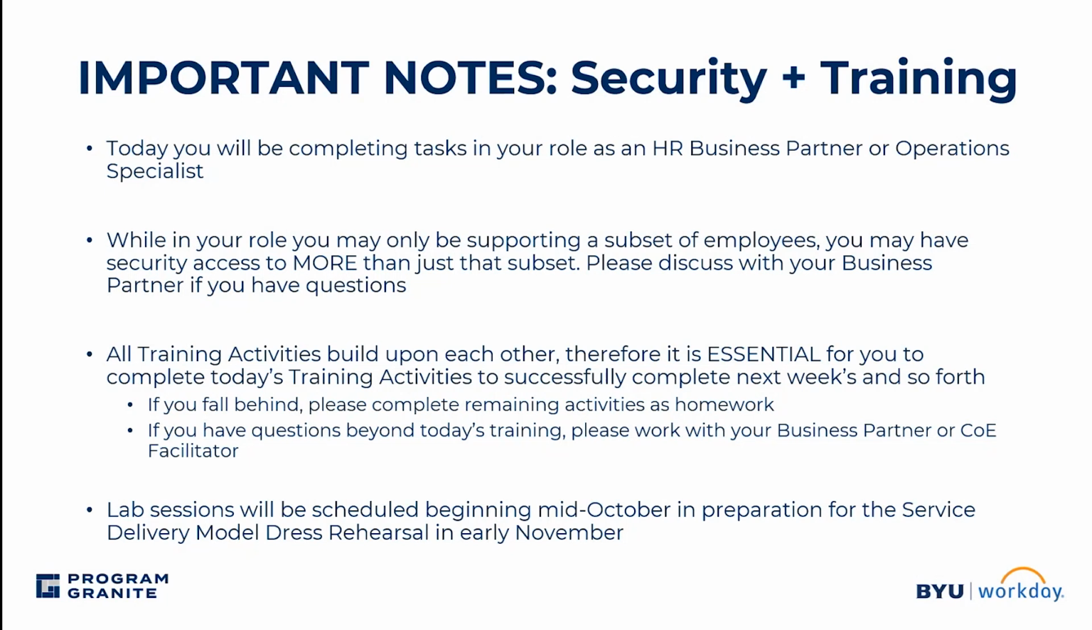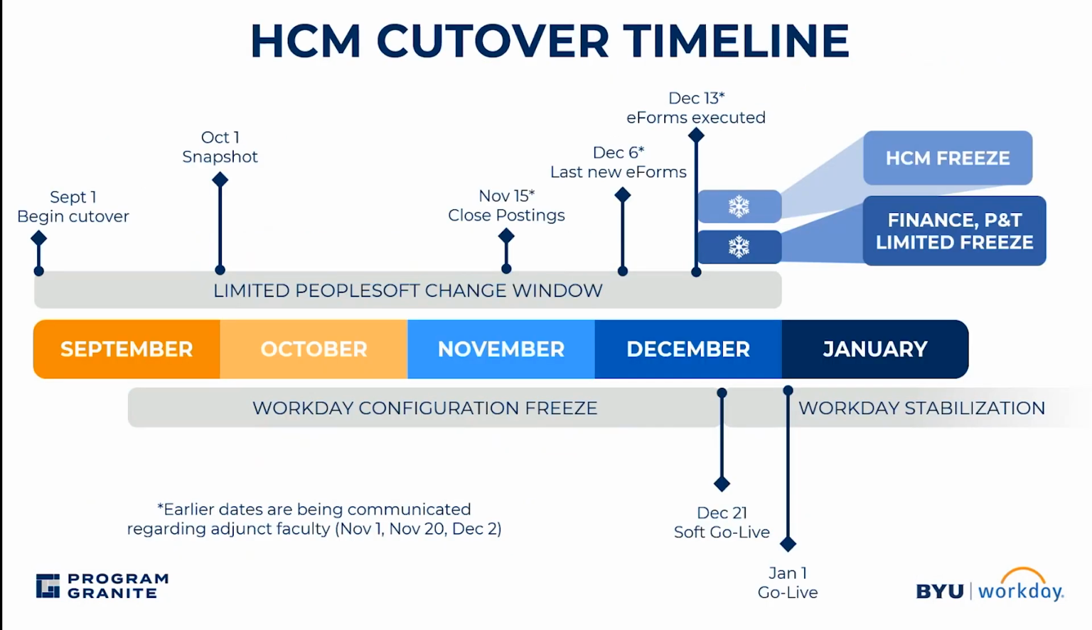Okay, also, we mentioned there's going to be some lab sessions beginning in mid-October in prep for the service delivery model dress rehearsal in early November. So you're going to have more time to practice. Quickly, this is just our slide about our HCM cutover timeline. Basically, all I want to call out is there are some important dates coming up. We'll be receiving communications about these dates. At one point, we have to turn on PeopleSoft, turn on Workday, so there are important dates. Look out for those communications. And you guys are probably in the know about what's going on.